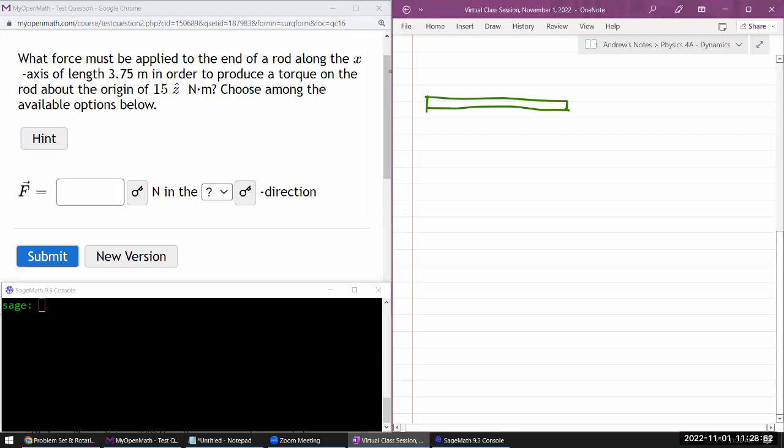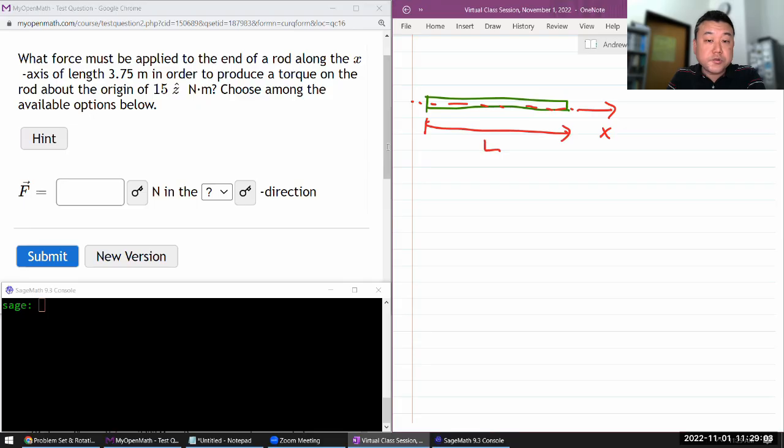of some length, in order to produce a torque on the rod about the origin. Okay, let me draw some of my axes. So that was my x. So this is going to be my y-axis, and my z-axis will be like this. So you determine the direction of the z-axis using cross product.